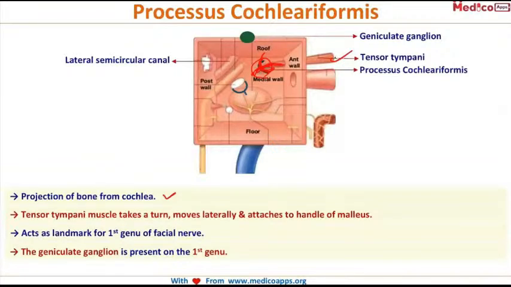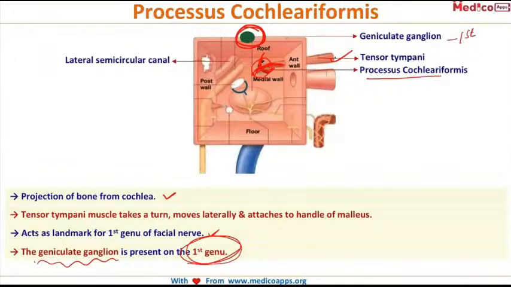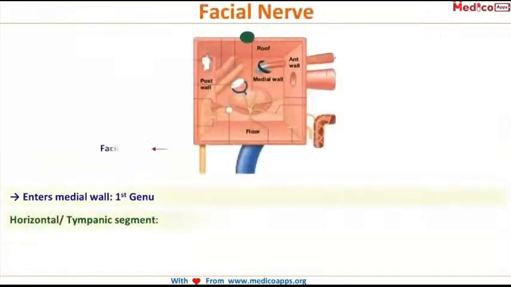This processus cochleariformis acts as a landmark for the first genu of the facial nerve, and the geniculate ganglion is present on this first genu. So here is your geniculate ganglion. It is present on the first genu of the facial nerve, and the processus cochleariformis acts as a landmark for this.